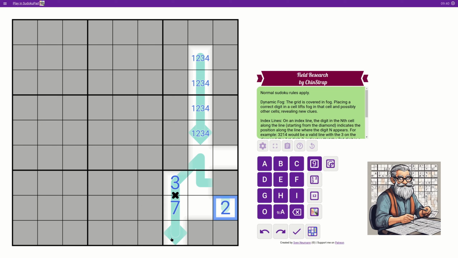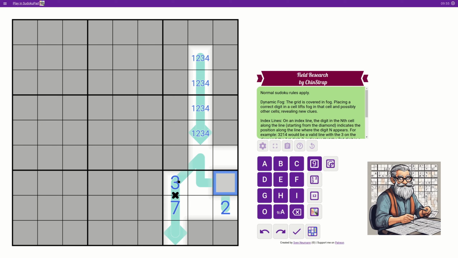Well, this can't be the 4, right? So if this is 4, we'd need a 1 here, so this would have to be 4. And this is 6, so this would have to be 6. Right, so this is right.